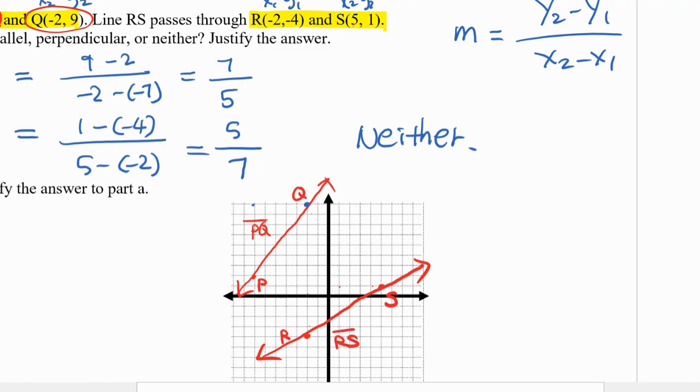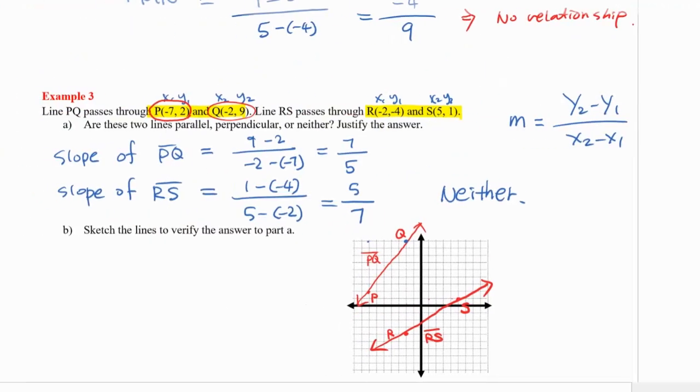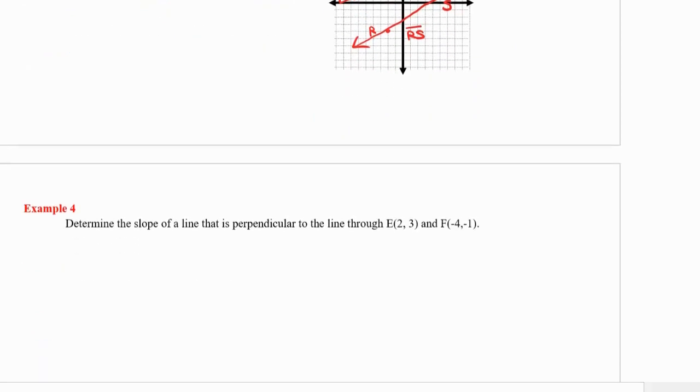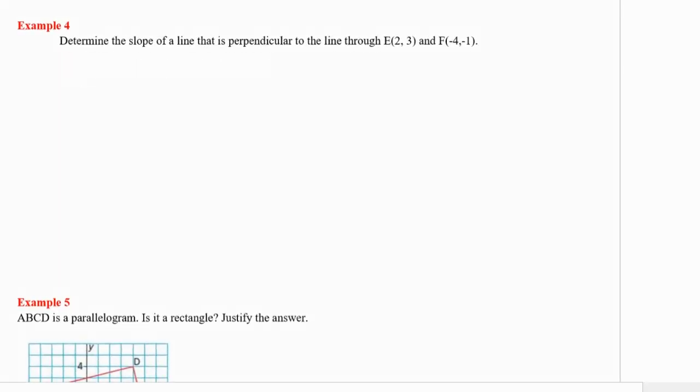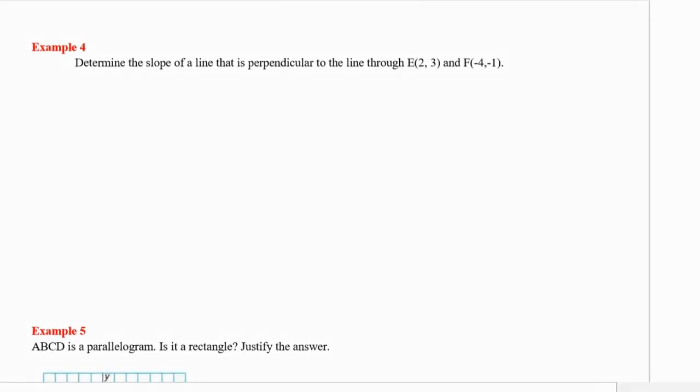Obviously, they are not parallel or perpendicular. So there's no relationship. Next question.